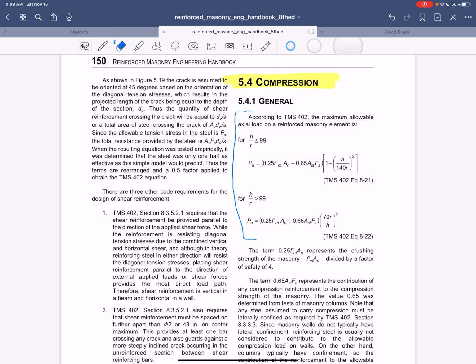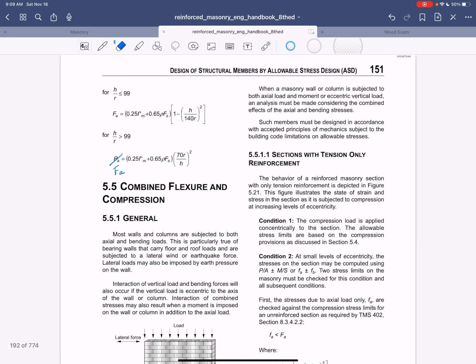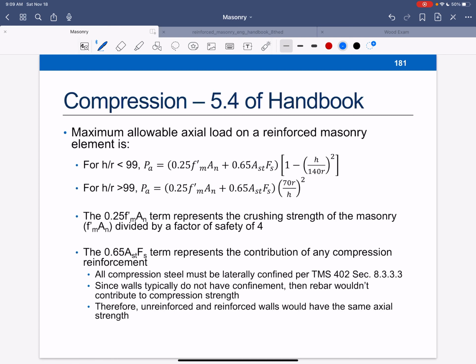I need to point out that on the next page, 151, there is a typo in the handbook. So pause now and go fix this typo or mark it or write down that there's an issue. They mean to solve these for F sub a, and they actually wrote P sub a on here. All right. So stress versus force.